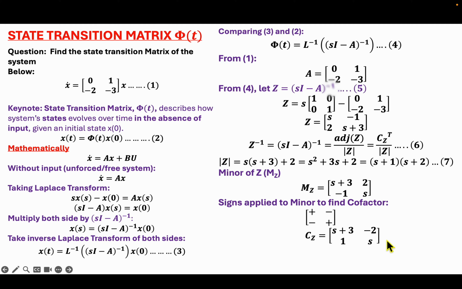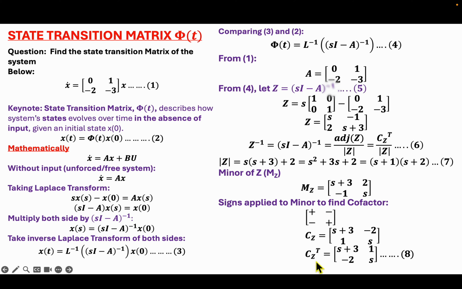So applying the signs, my cofactor will just be, because s plus 3 is multiplied by plus, I will just have s plus 3. And because 2 is multiplied by minus, I will have minus 2. Minus 1 times minus 1, I will have 1, and plus s will just be plus s.